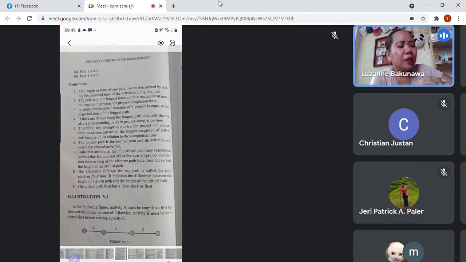So, in short, the expected duration of the project is equal to the expected time of the longest path. Okay, nagets? If there are delays along the longest path, naturally, there is also a corresponding delay of the project completion time. So kung madelay na gani ang imong longest path, of course, damay na tibuok project madelay. So, mutaas ang imong duration.